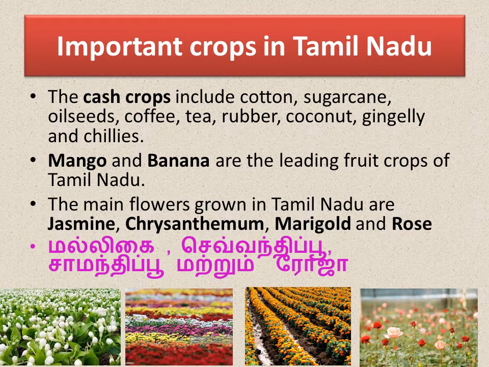Salem is famous for its mangoes, isn't it? Mangoes and steel. Mangoes and bananas are the leading fruit crops of Tamil Nadu. Apart from the cash crops and fruit crops, you have flowers. The main flowers grown in Tamil Nadu are jasmine, chrysanthemum, marigold, and rose.